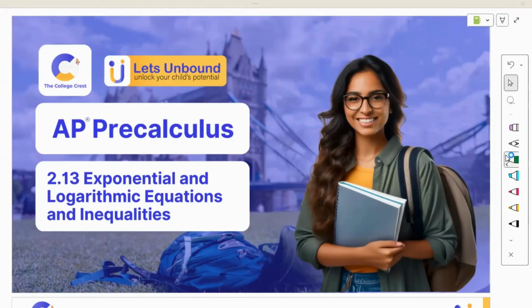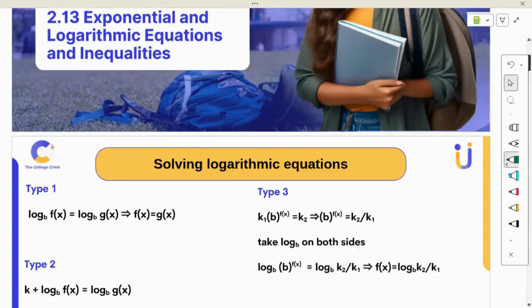So we are in another new episode of AP Precalculus, concept review plus problem solving. This is about 1.2.13, exponential and logarithmic equations and inequalities. Let's get into the topic.